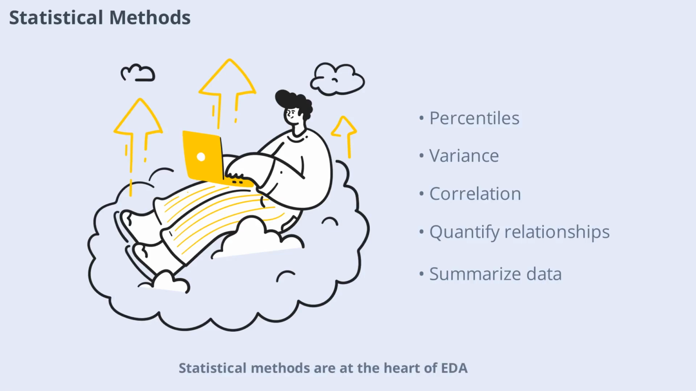Statistical methods are at the heart of EDA. We use techniques like calculating percentiles, variance, and correlation coefficients to summarize and compare data. These methods help us quantify relationships and differences, making it easier to interpret what we see in the data. With these tools, we can move from raw numbers to meaningful insights.